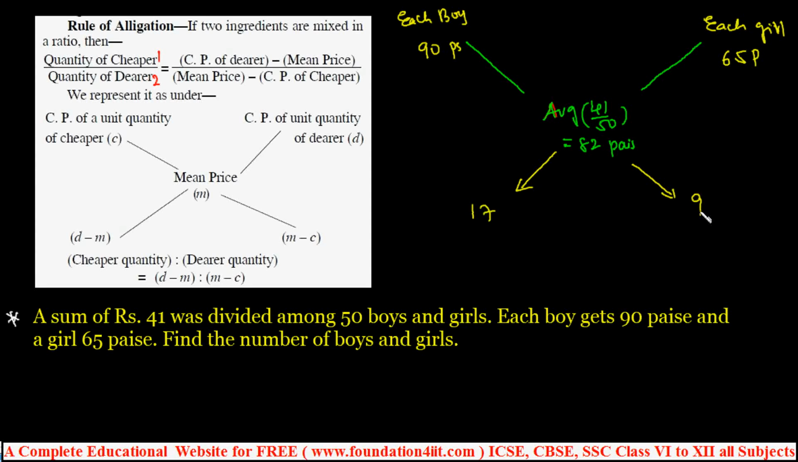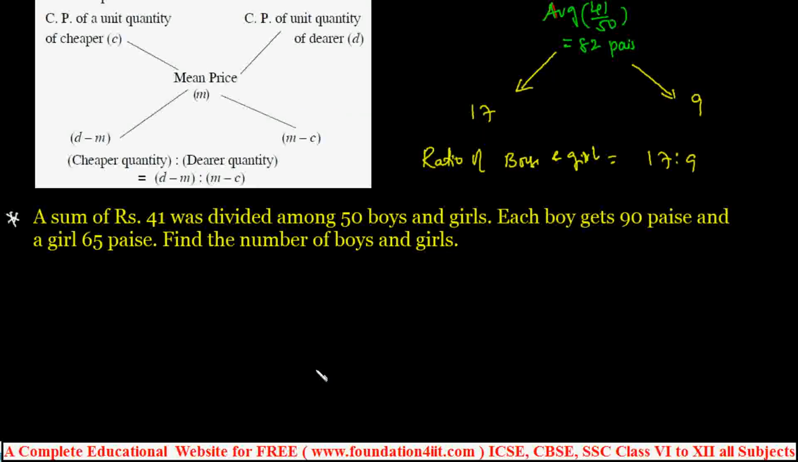That means 17 and 8 is nothing but the ratio of the boys and girls, quantity of first by quantity of second. So the ratio of boys and girls is equal to 17 is to 8. Once you know the ratio, we can calculate the remaining. Total strength is 50, right? And the ratio is 17 is to 8.